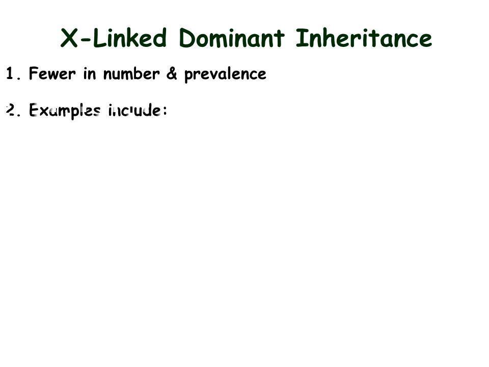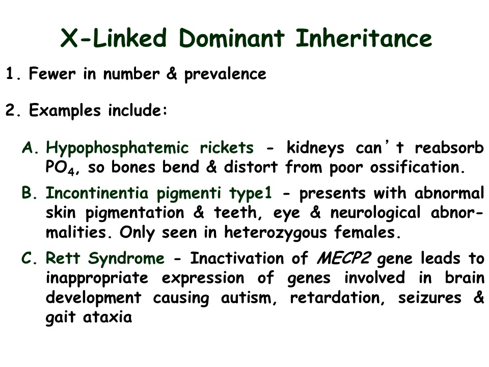We can then talk about X-linked dominant inheritance. I think most people have heard of X-linked recessive, but not so much about X-linked dominant inheritance. These are fewer in number and prevalence, and as we mentioned some of them, you'll be kind of grateful that they are. Examples include hypophosphatemic rickets. In this situation, the kidneys can't resorb phosphate. Phosphate's kind of important. Anyway, the bones are not mineralized as well. That's what poor ossification means, and so they bend and distort.